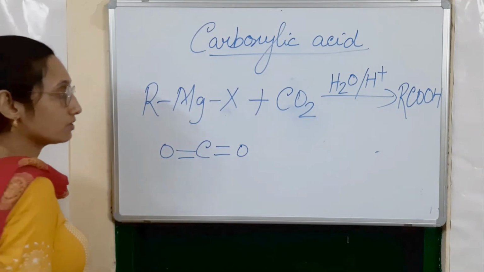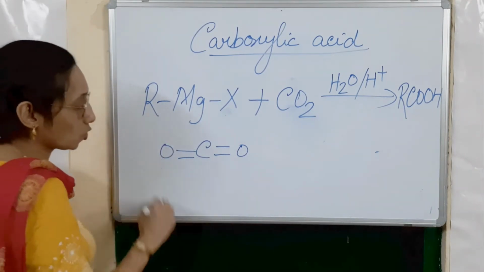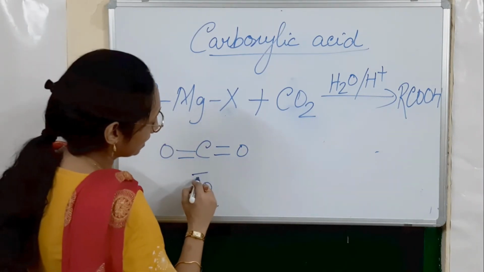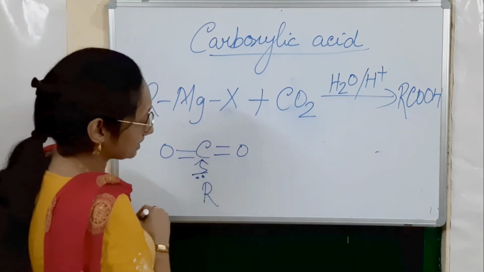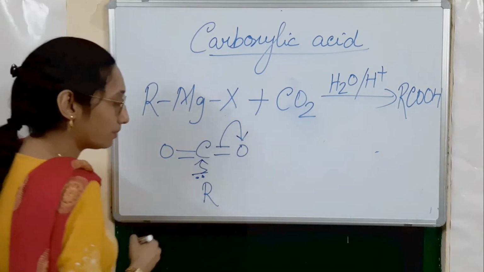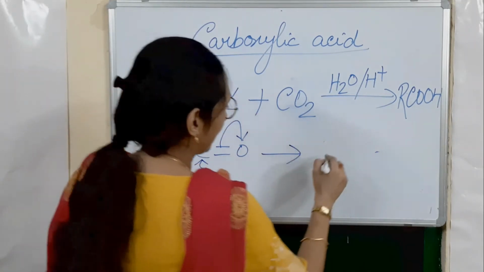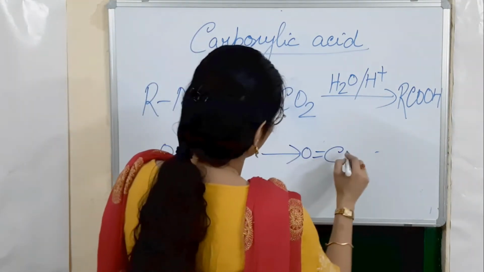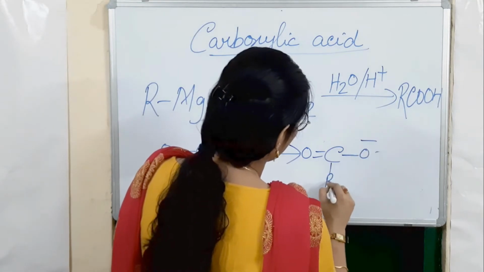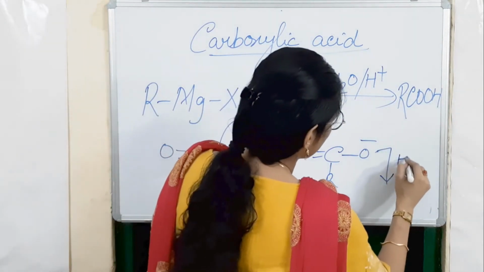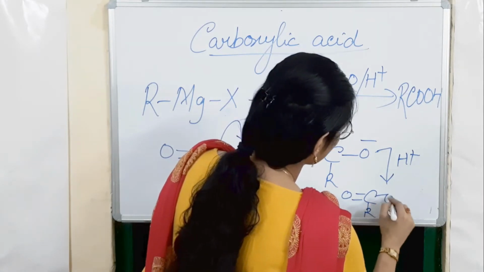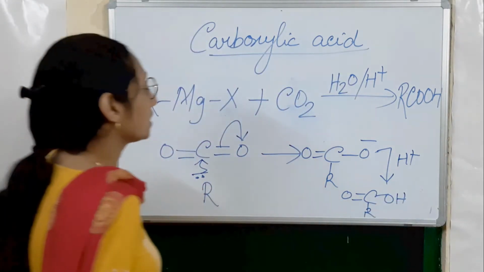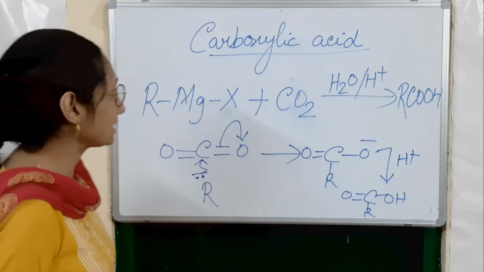This is carbon dioxide. Grignard reagent is a source of carbanion and our carbanion is R minus. So this will attack here. This bond will be broken. So we will get this, with H plus. So this is carboxylic acid.